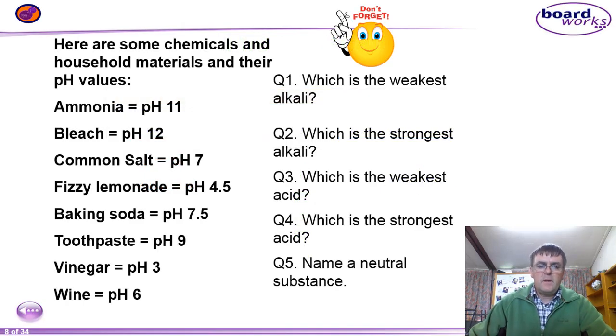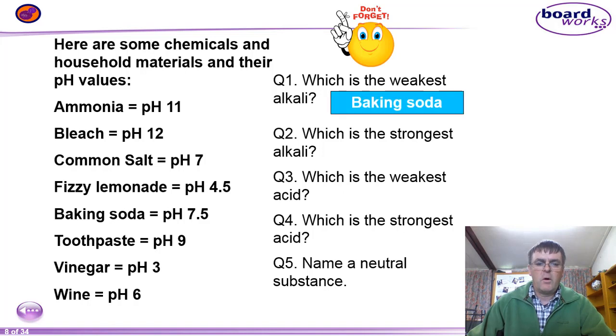So here are some normal household chemicals and their pH values. Try yourself out. Which is the weakest alkali or base? Look at the numbers. It's got to be bigger than 7, but if it's weakest, it's got to be pretty close to 7. We've got baking soda. It will be a pale blue colour in universal indicator. Which is the strongest alkali? Look for the highest number there. It's our bleach. It would be a dark blue purpley colour.